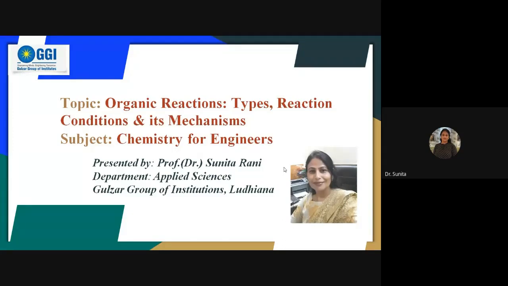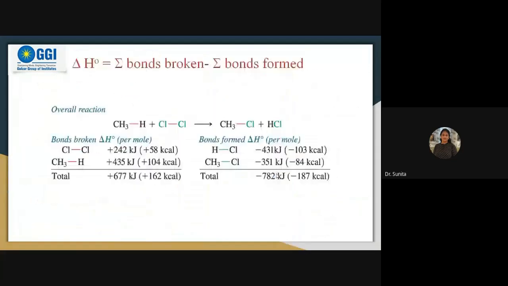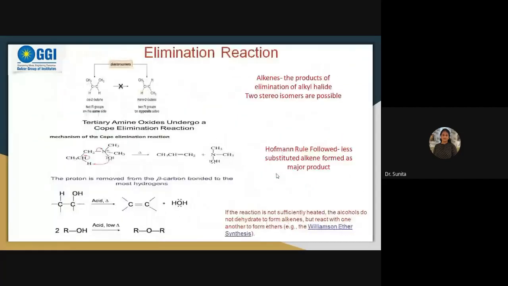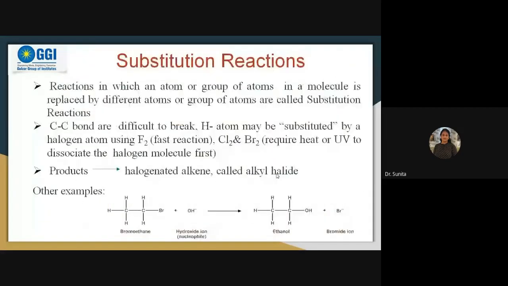Okay. So earlier we discussed the addition and elimination reactions, right? So this we have already discussed in our earlier lectures. So I'm today going to discuss mainly the substitution reactions. So what are the substitution reactions? Substitution reactions are those reactions in which an atom or group of atoms in a molecule is replaced by different atoms or a group of atoms. They are called the substitution reactions.